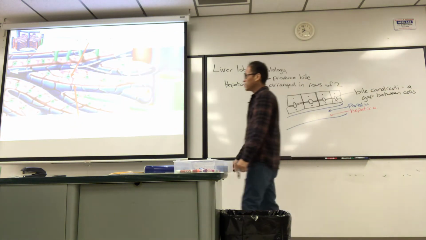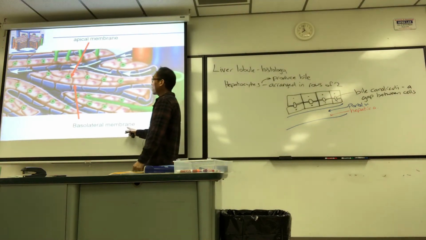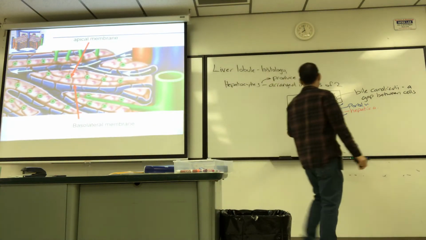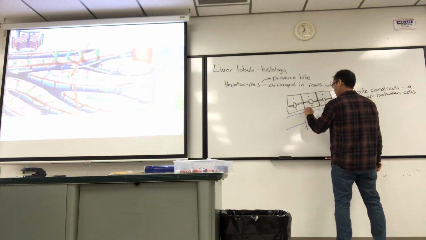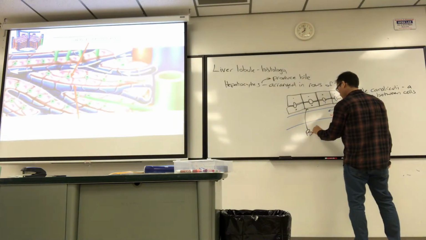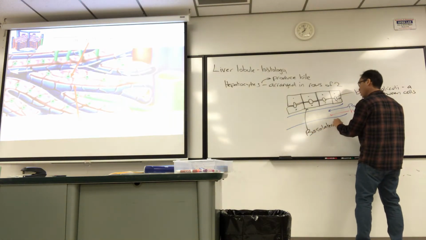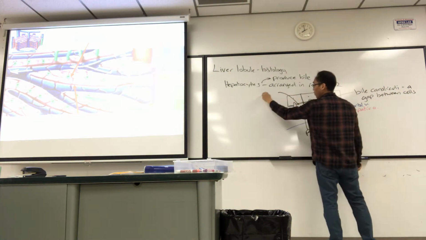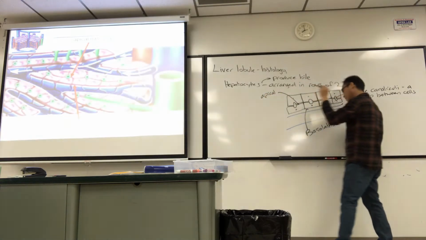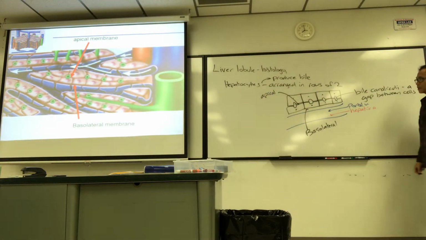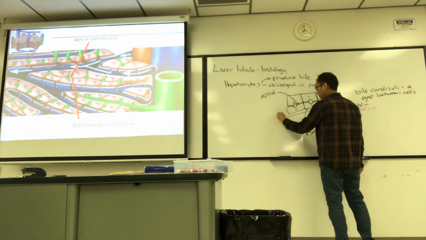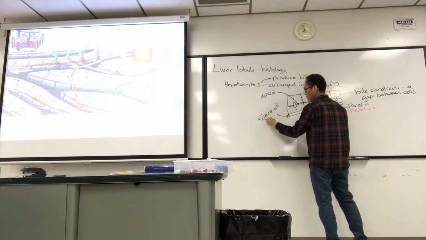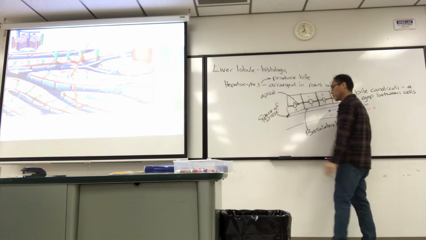Anyways, the side that faces the blood flowing by is called the basolateral membrane, and then the side opposite is the apical membrane. So this side of the membrane, basolateral, and then the side opposite, apical. So it's the basolateral membrane that faces the flowing blood. There is a small gap between the blood and the cells, and that's called the space of Disse.